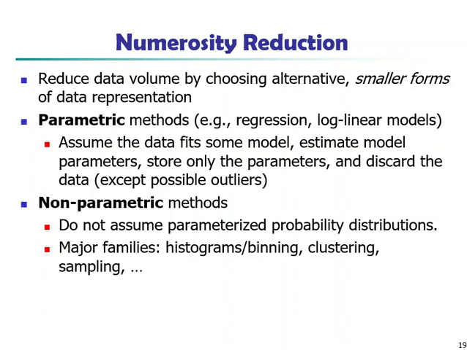The second more general approach is non-parametric methods. We don't assume a model. We just perform methods that actually can create a smaller form of data that is representative of the original data. So for example, we can use histogram and binning as one method.